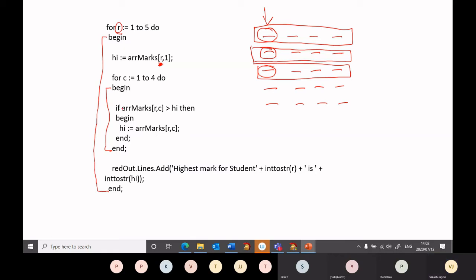And then, as I indicated, I'm looking for a new high value. If I find it, replace it. And when the inner loop finishes, remember this is going to run 4 times. When it finishes, it does the output, and we are displaying high. It does the output, and then I go back to the top. R becomes 2, and I reset my high. High now becomes 2, 1, which means I'm working with the second row.